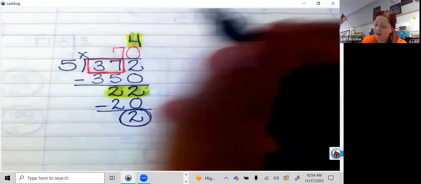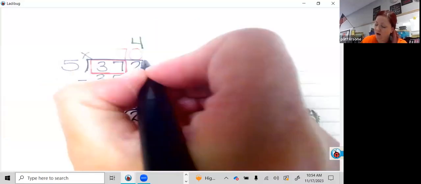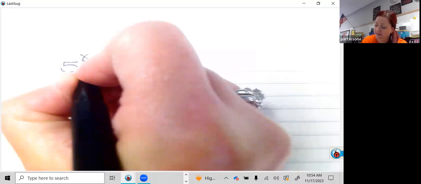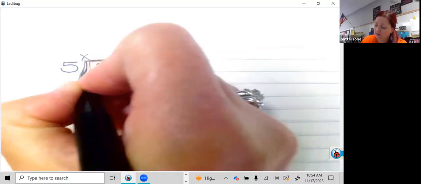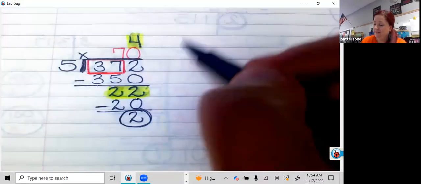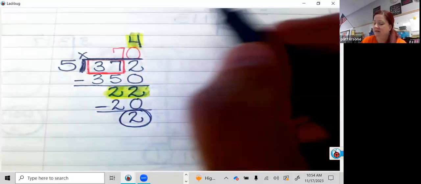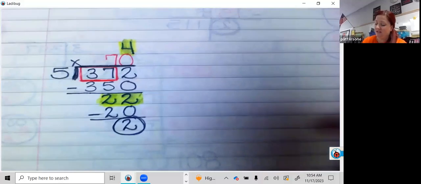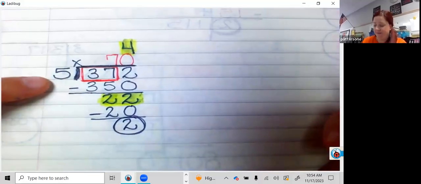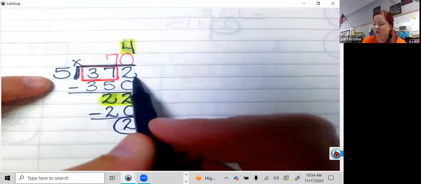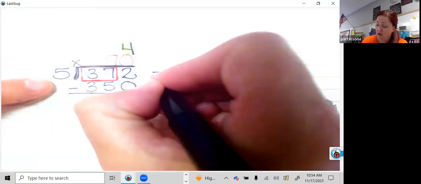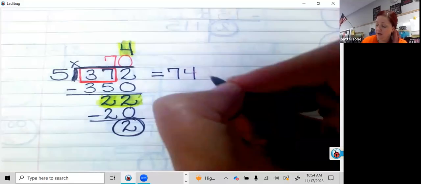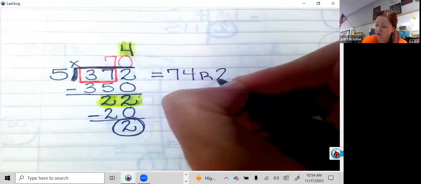Now, if I come back up above my original problem, I'm going to draw this darker because I don't want it all to blend together. What's up top? 70 and 4, which is 74. So 372 divided by 5 equals 74, remainder 2.